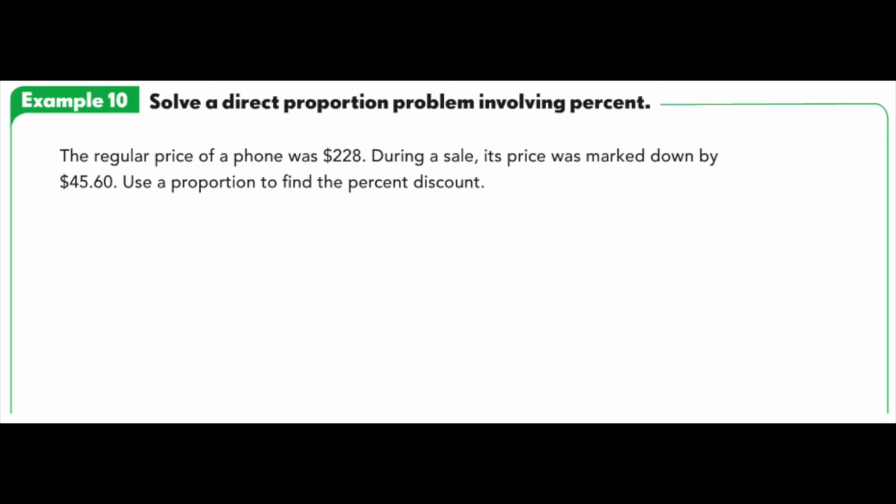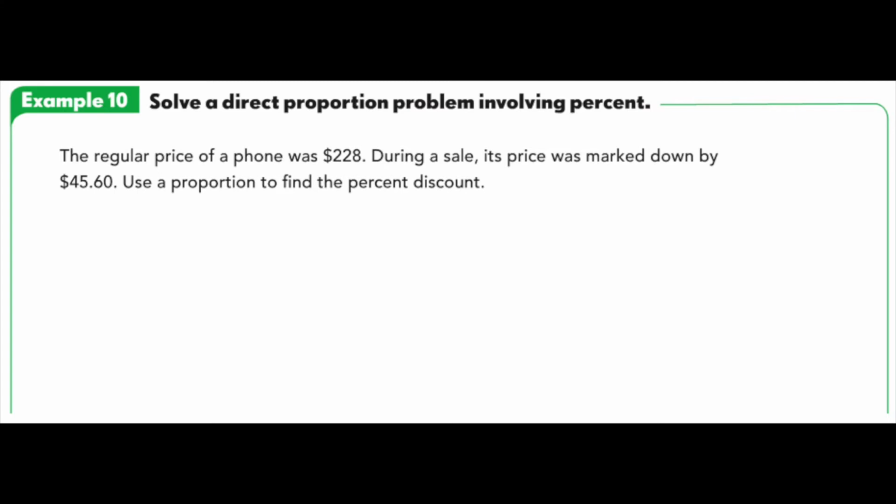As we read through the problem, we're given that the price of a phone was $228. During a sale, its price was marked down by $45.60. We are trying to use a proportion to find the percent discount. In this problem, we're trying to find percent.